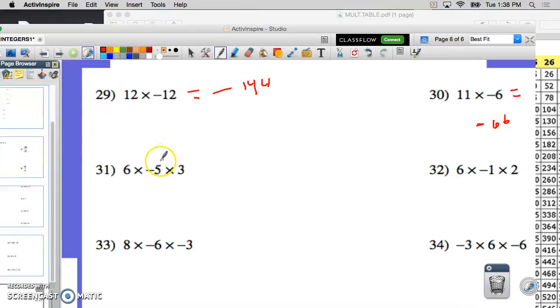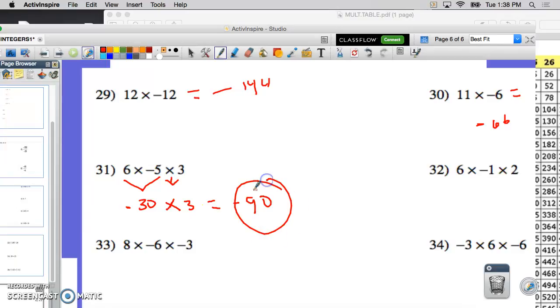I know some of you guys are scared of these because they have 3 in a row, but let's not freak out, shall we? Let's just do 2 at a time. You get 6 times negative 5. 6 times negative 5 is 30, negative 30, because it's a positive times a negative. All you do next is bring down the rest. So I'm going to multiply that with a positive 3. 3 times 30 will give you 90, and it should be a negative 90, because you have negative times a positive. Negative 90.